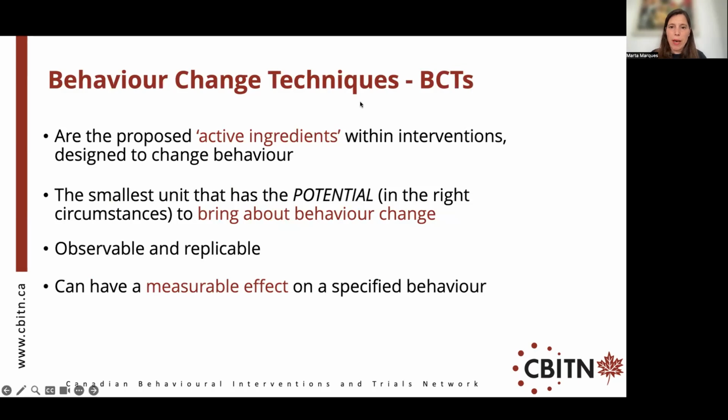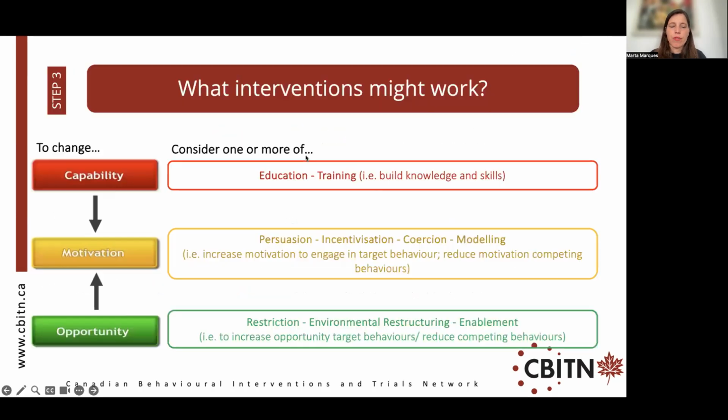So if I go back to these intervention functions that I was showing here, you have aspects related with education or training or restriction or persuasion, but it doesn't tell you what you're going to do within each of them. It just says education very broadly. And within education, for example, we might have providing information about the health benefits, providing information about health consequences, providing information about social consequences, environmental consequences, instructions on how to perform the behavior.